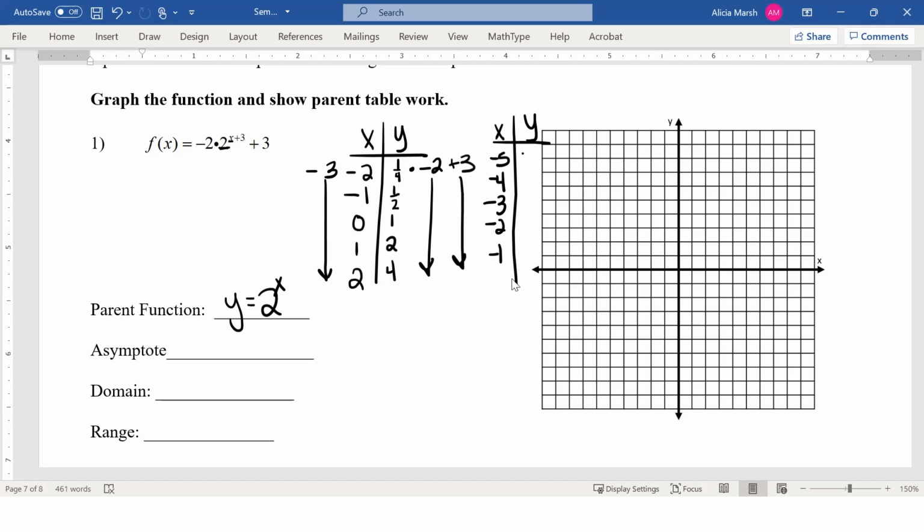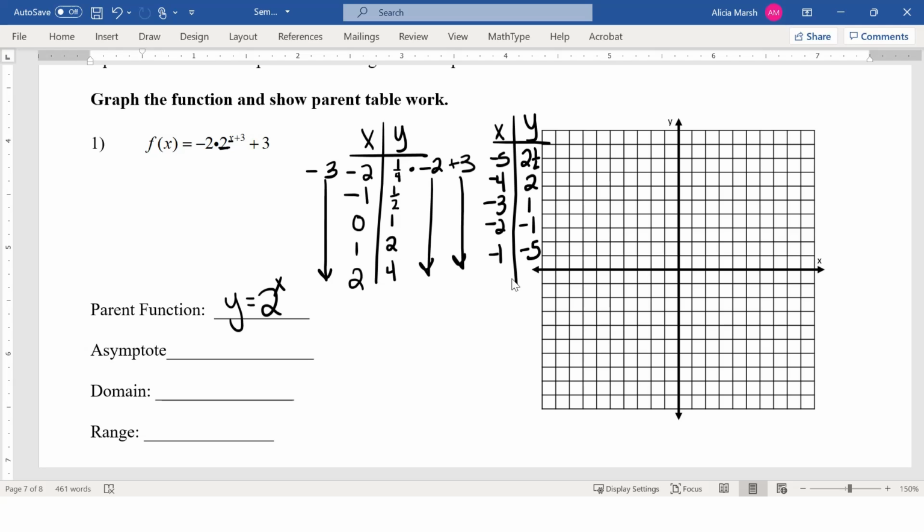-1/2 plus 3 is 2.5. -2 times -1 is 2. -2, 1, -4, -1, -8, -5.